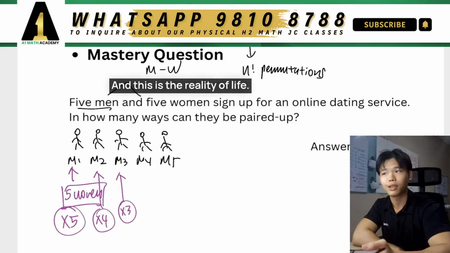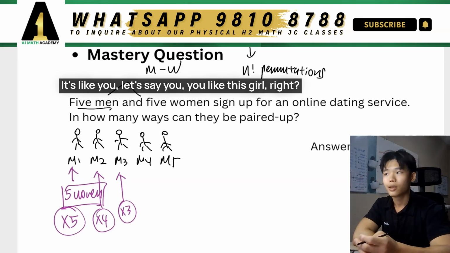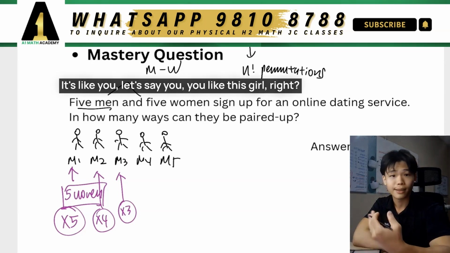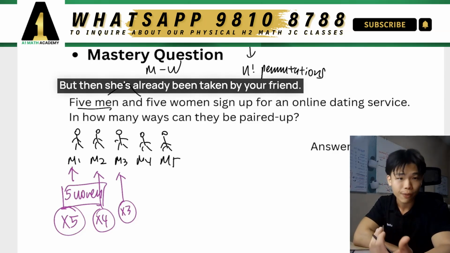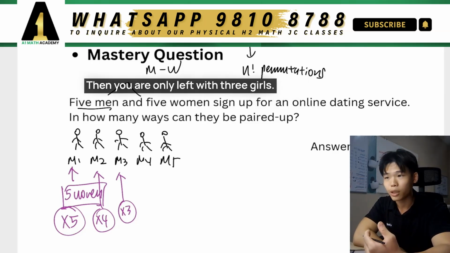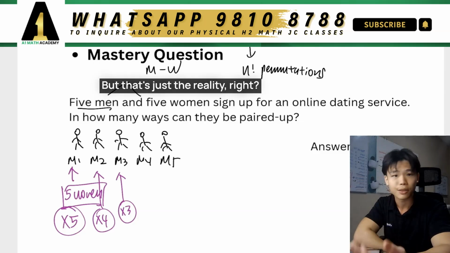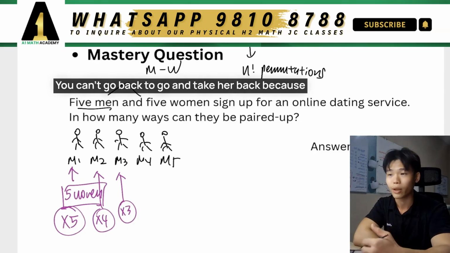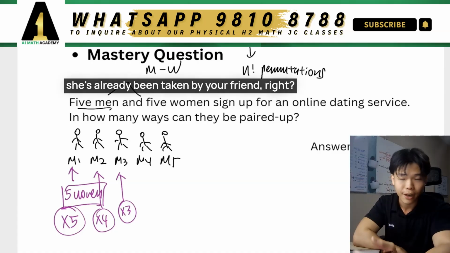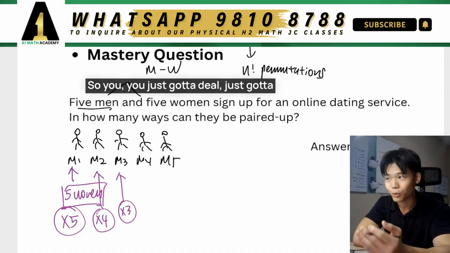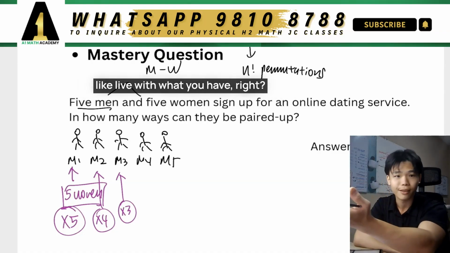And this is the reality of life. It's like let's say you like this girl, right? But then she's already been taken by your friend. Then you're only left with 3 girls. But that's just the reality, right? You can't go back to take her back because she's already been taken by your friend, right? And then you cannot break the bro code. So you just gotta live with what you have, right?